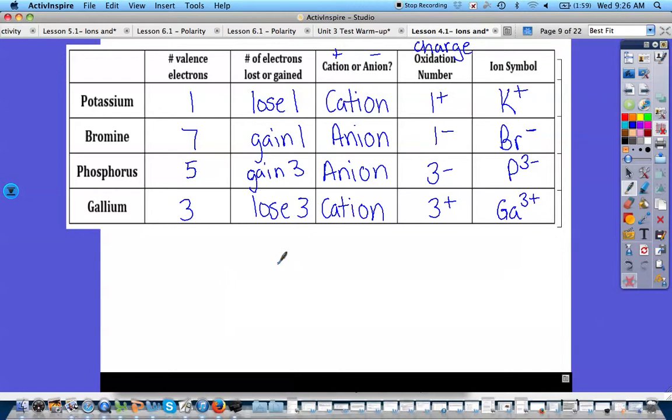So that's all you need to know right now about forming ions. We'll talk more specifically about our transition metals and inner transition metals later on. But right now, this is all you need to know.